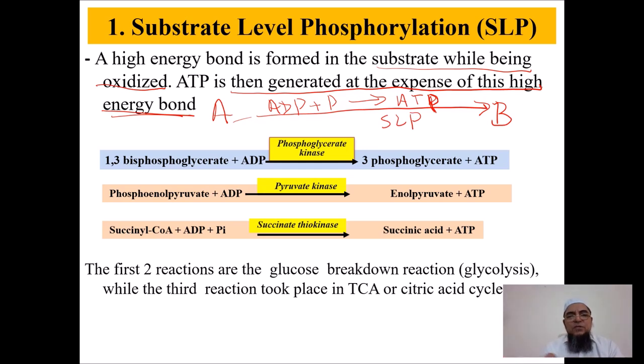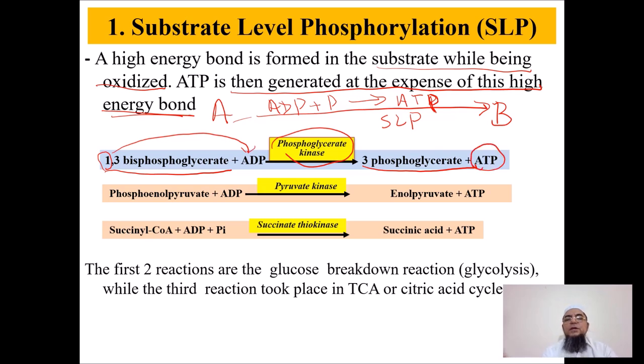We have some examples for this. For example, 1,3 bisphosphoglycerate is converted into 3 phosphoglycerate with the help of the enzyme phosphoglycerate kinase. One of the phosphates, which was at position 1, will go and attach to ADP, and then this ADP will be converted into ATP. We will see the pictorial examples in a few seconds.